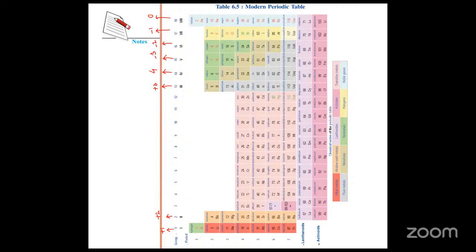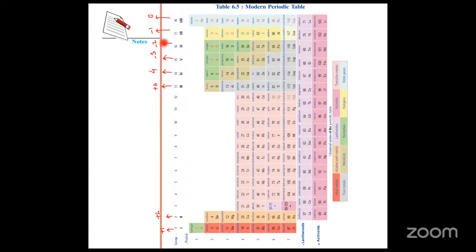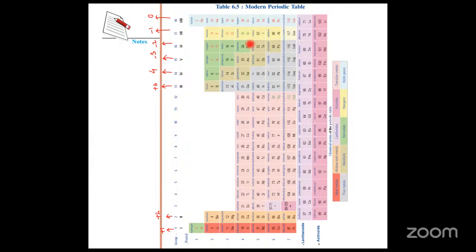Now, guys, basically, if I ask Miracle, what is the valency of selenium? So where is selenium? First find it out. Here is the selenium. Yeah. Because group 16 has valency of -2, so selenium will have valency of -2. Okay. If I ask Ira, what is the valency of polonium?